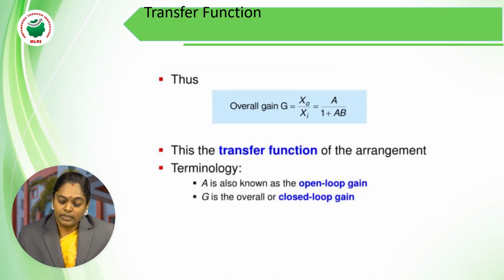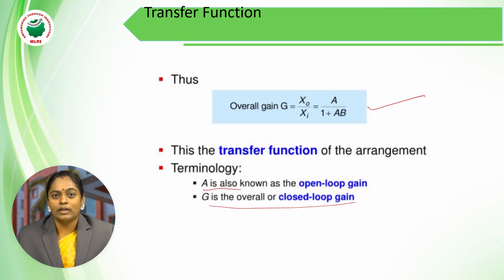So in this expression, after getting the transfer function, we are calling a the open loop gain, and G is called the overall gain. Here G is nothing but a transfer function. So overall gain is also called closed loop gain. The main aim of this is, if we are given a block diagram which consists of some feedback path as well as forward path, we need to calculate the transfer function for the given system.